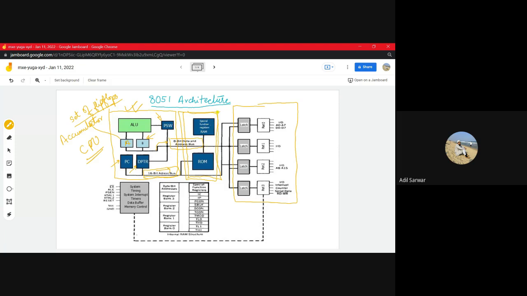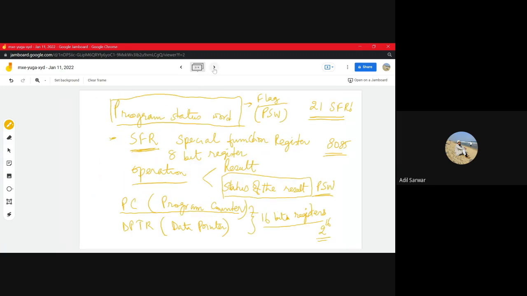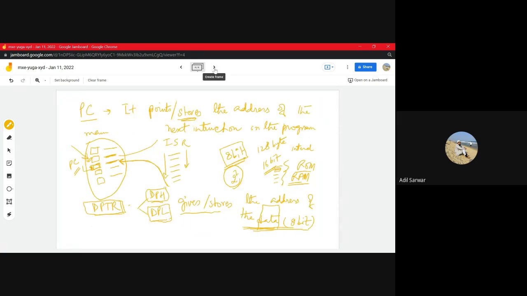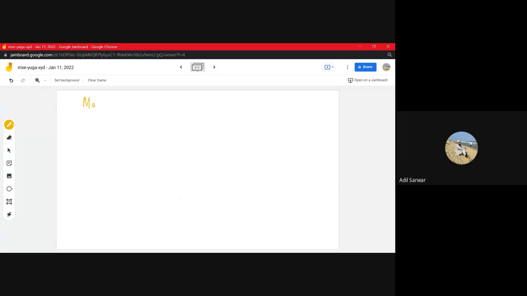Okay, fine. So now let's move to this part of the architecture, which is the memory part. I would be dealing with the memory organization of 8051 in detail in another lecture. Right now I would be telling in brief about the memory organization in 8051.